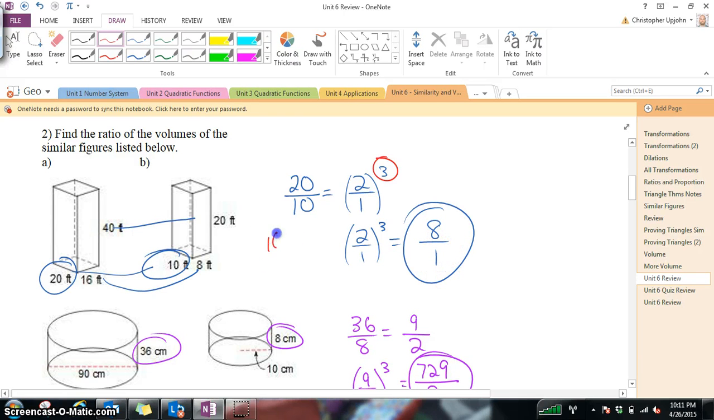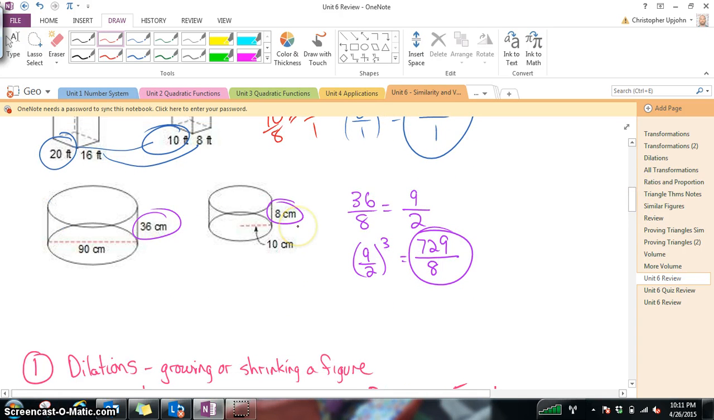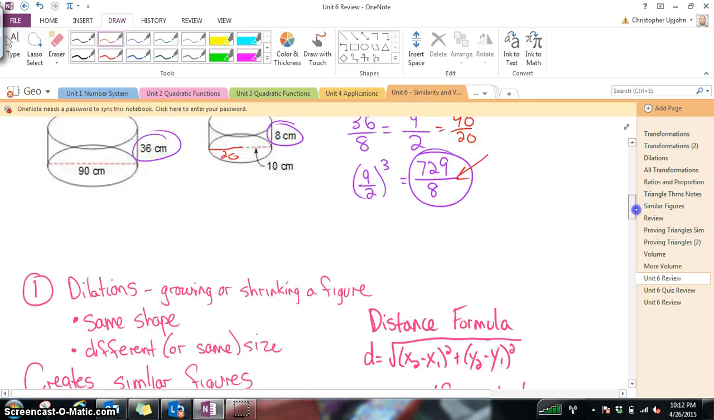Could have done that same thing with 16 over 8. It reduced down to 2 over 1. What do you know? Same scale factor, we cube it, we still get 8 over 1. Doesn't matter what you use. Our cylinders, same idea. In the second one, they gave us the radius. The diameter would have been 20. So 36 over 8 is 9 over 2. Or 90 over 20 is also 9 over 2. We cube it. We get 729 over 8. That is our ratio of our volumes.